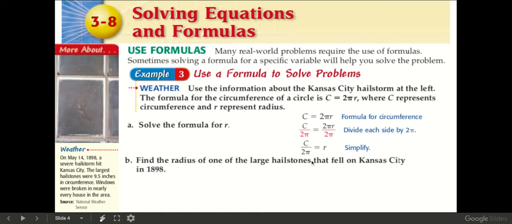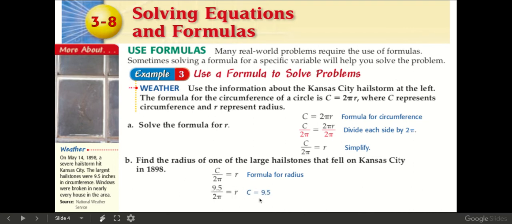So now I have my equation that I can use. If I want to find the radius for the hailstones that fell in that storm, I know the circumference is 9.5, so I can put in the circumference in the equation and find out what the radius was. So let's take this equation. We're going to plug in 9.5, right? That was the circumference of those hailstones.